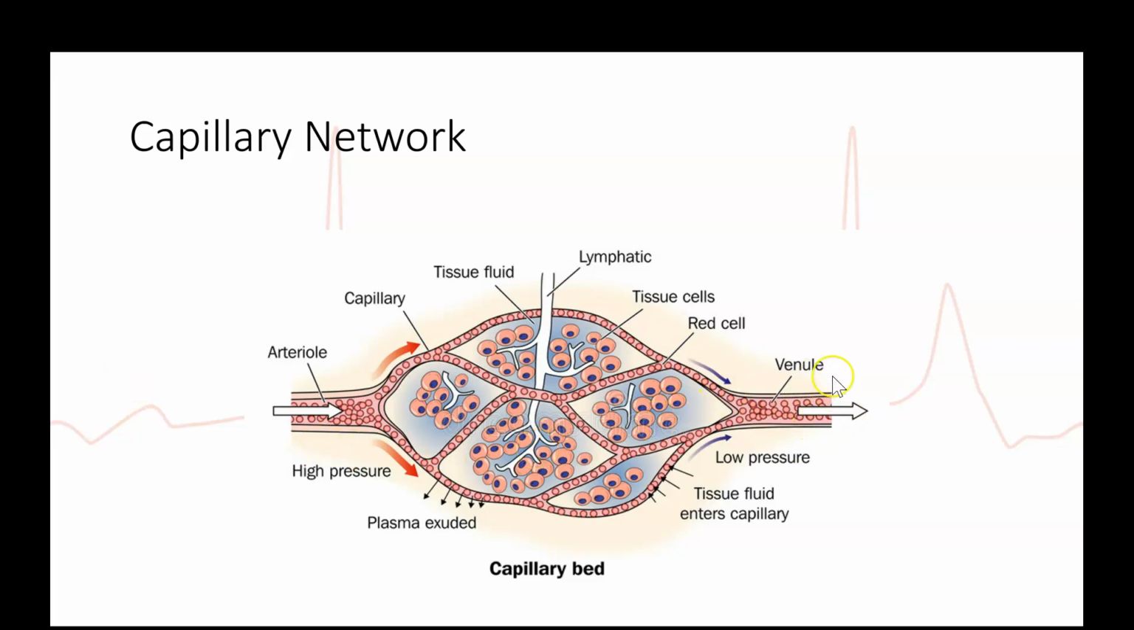Because if it was very, very wide, then we wouldn't be as efficient at dropping off oxygen at the tissue level. So it's very beneficial to us that the capillaries are 1 cell thick.